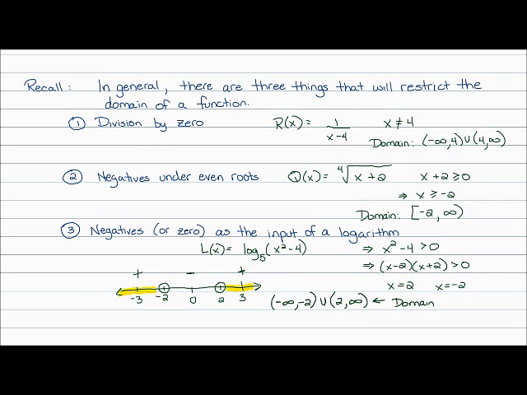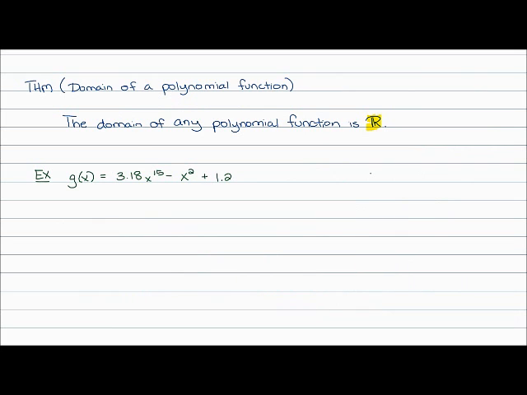Now, if you go back up to our previous example here, g of x is equal to 3.18 x to the 15th minus x squared plus 1.2. There's no division there. You're not going to be dividing by a variable, so you don't have to worry about that. You don't have any radicals, so you don't have to worry about that. And you don't have logarithms, so you don't have to worry about that. So in this case, nothing restricts the domain. And I get that the domain is all real numbers.